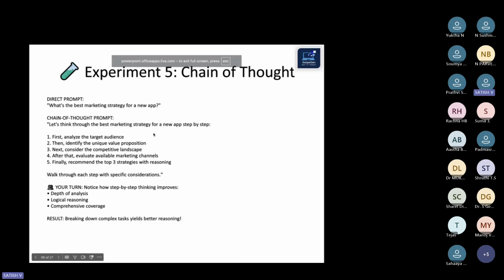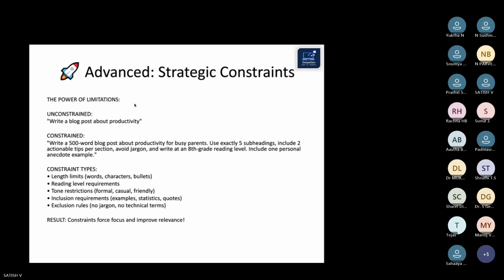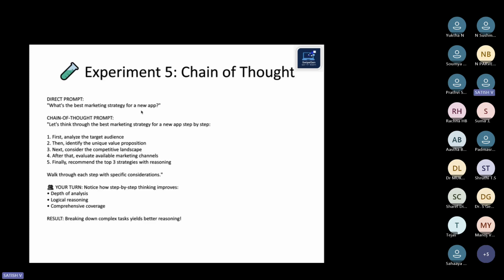There is also one important thing, chain of thoughts. If you are making something, for example, in this I've taken the example of a marketing strategy for your new app. If you are trying to build a new app, what are the marketing strategies that you're going to use? Your task is to give a chain of steps to ChatGPT so that it will give you the answer in a better way.